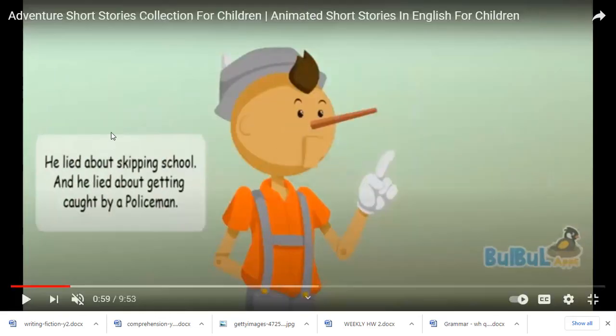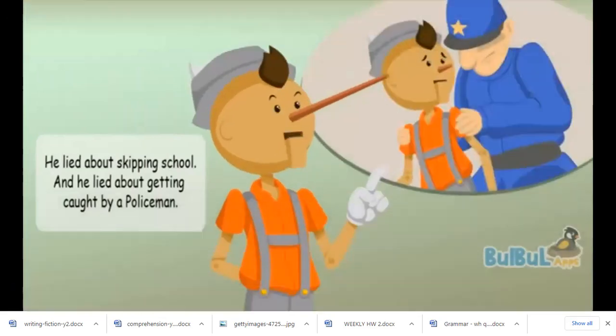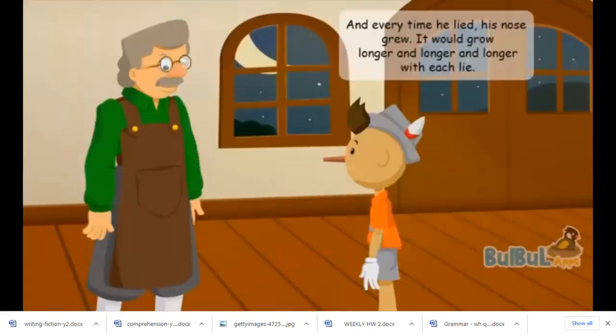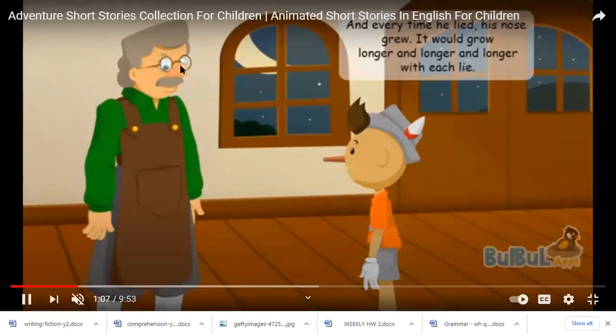He lied about skipping school, and he lied about getting caught by a policeman. And every time he lied, his nose grew. It would grow longer and longer and longer with each lie. Oh, oh.